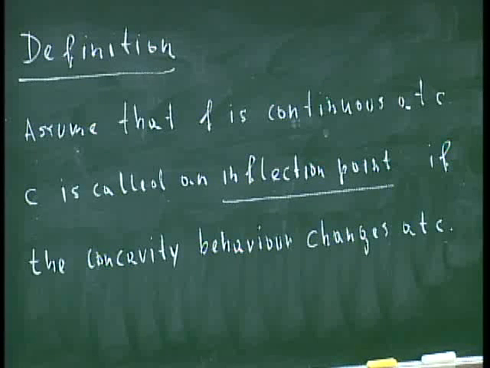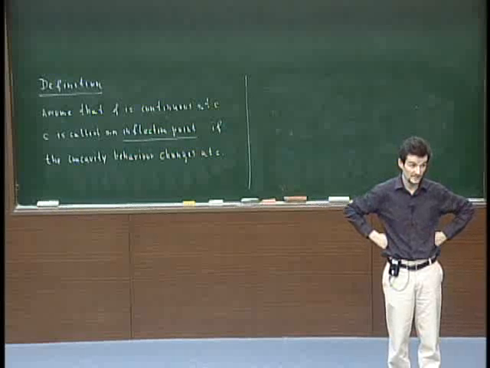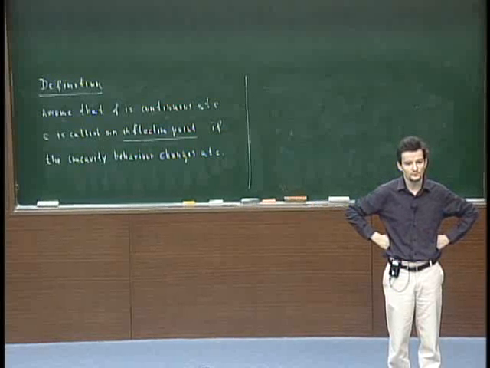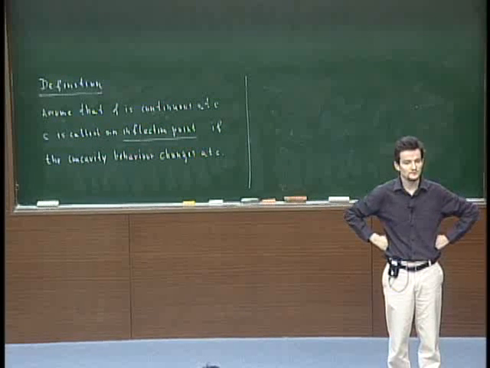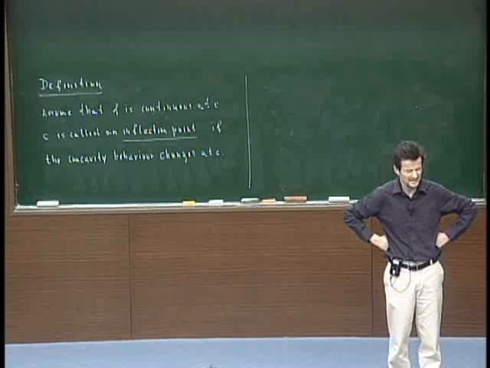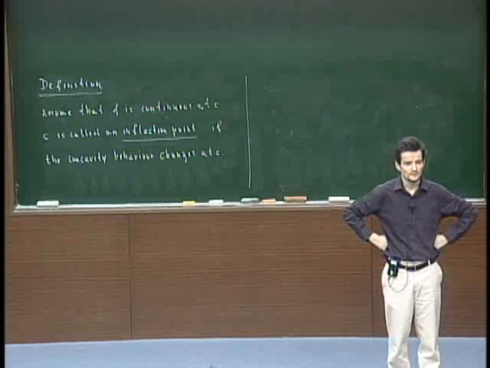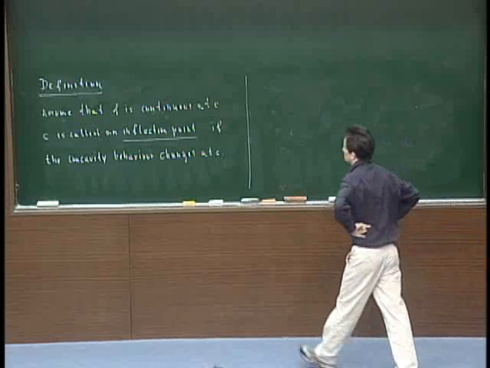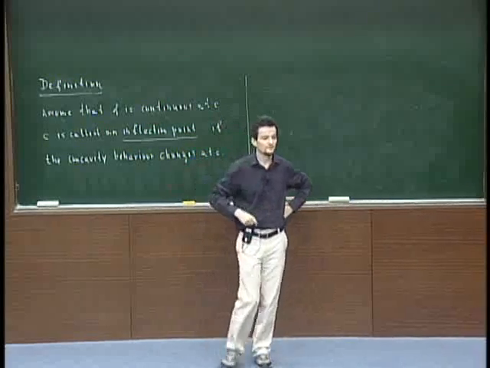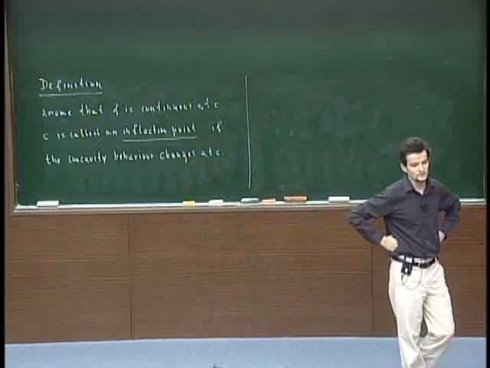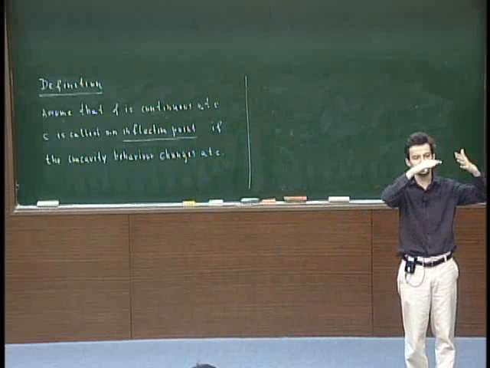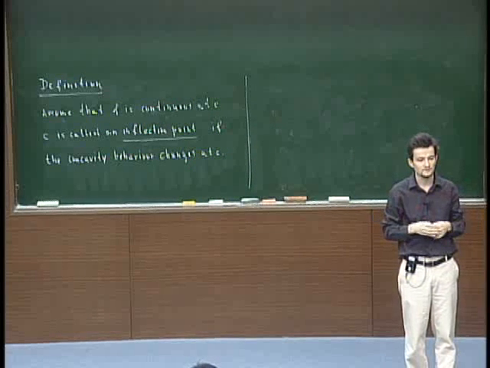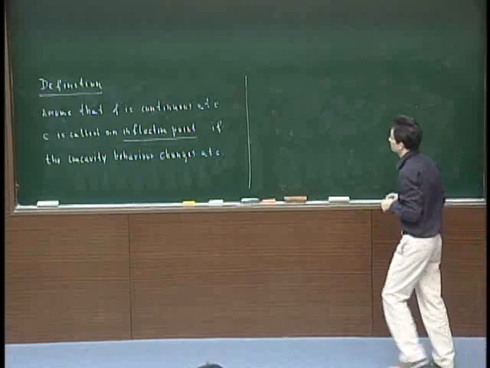This is clear because the concavity behavior is changing from concave upward to concave downward. Concave upward means that the function is above the tangent. Concave downward means that the function is below the tangent. So if the tangent exists at the inflection point, of course the function must cross the tangent, because whether the tangent is above or below the function is changing. Now that's the first thing.